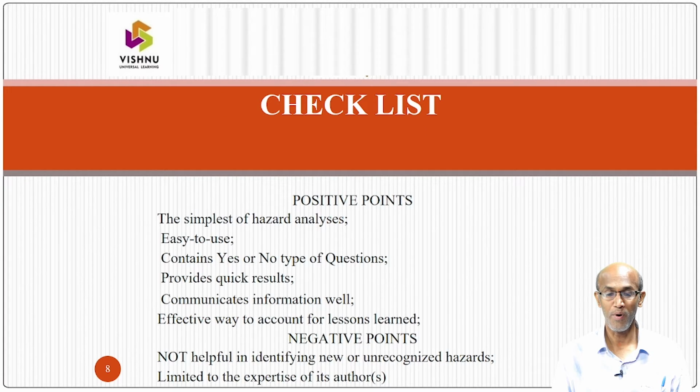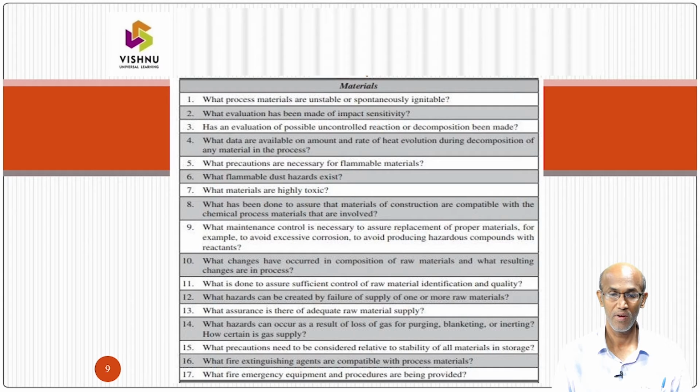Checklist: the positive points are that it is the simplest of the hazard analysis methods, easy to use, contains yes or no type of questions, provides quick results, communicates information well, and is an effective way to account for lessons learned. Negative points are that it is not helpful in identifying new or unrecognized hazards and is limited to the expertise of its author.